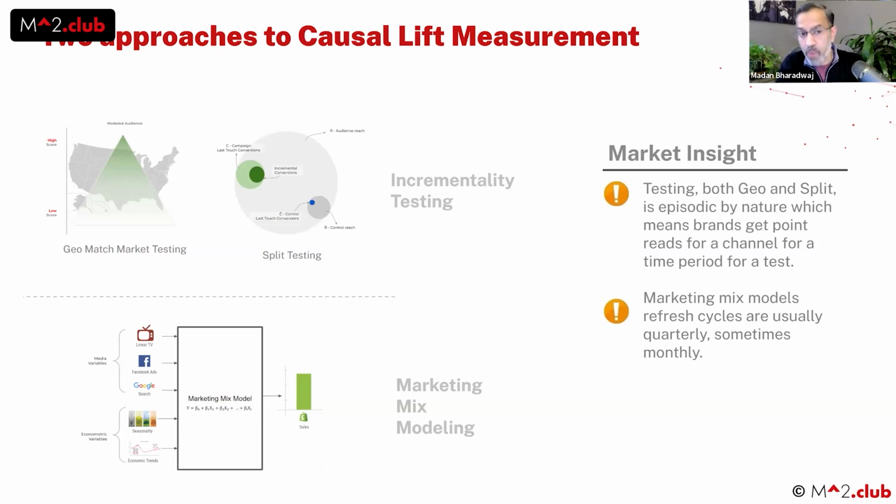Now, an important note here is that both of these approaches are episodic in nature. The key takeaway in this section is that there are only two approaches for causal lift measurement: incrementality testing and marketing mix modeling, and both approaches are fundamentally episodic in nature.